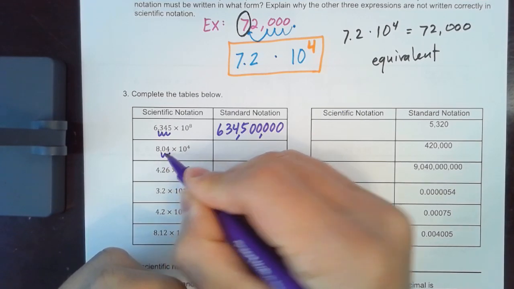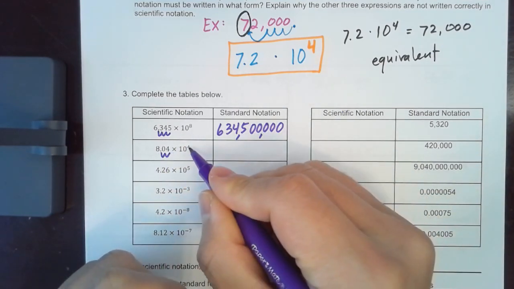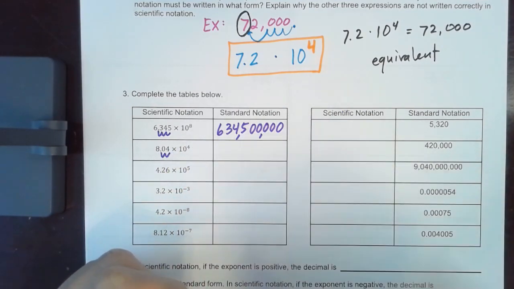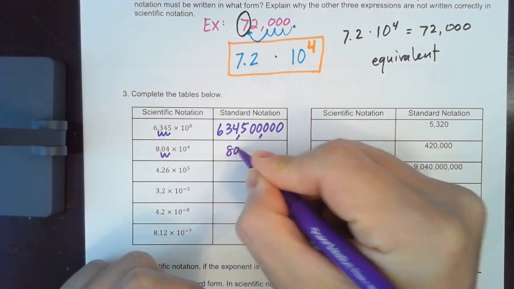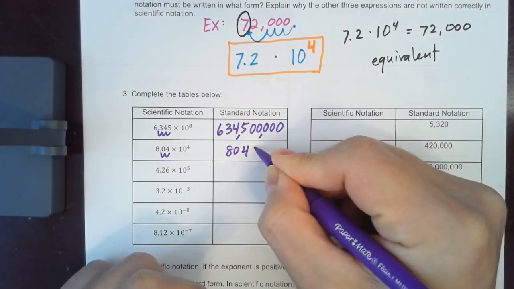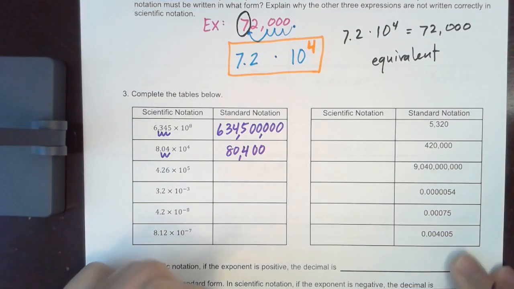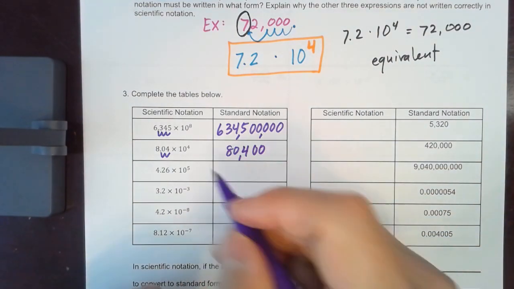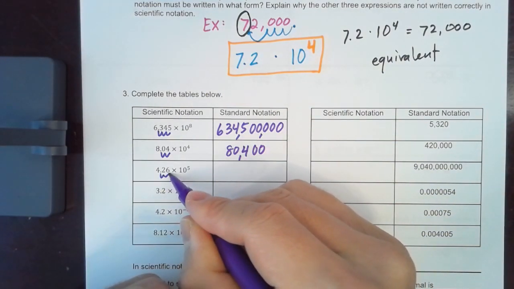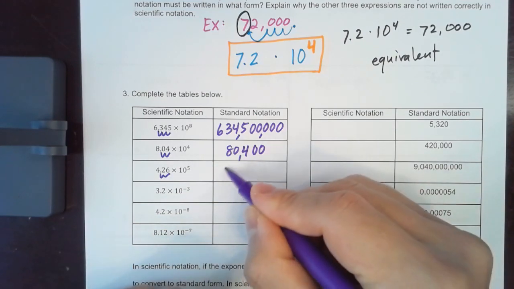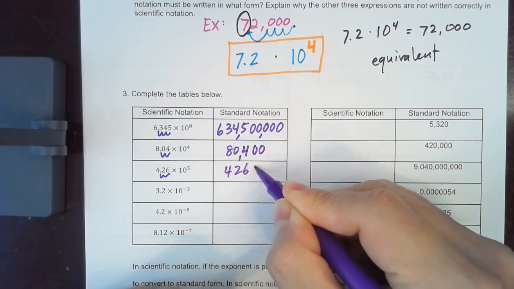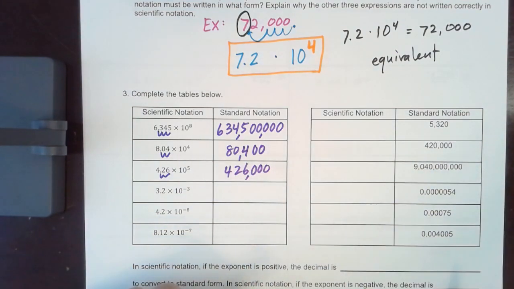I use 2 placeholders for my 8.04, and then I have 2 more zeros to go. So this is 80,400. Okay. 4.26, 2 placeholders, 3 more zeros to go. 426, 1, 2, 3. That's 426,000.